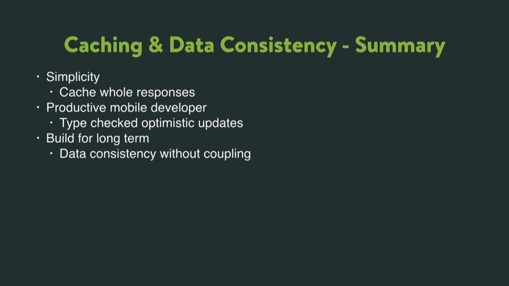So we kept things simple. We just have a whole response caching, and we use type checking for optimistic updates. And I think we built something for the long term by making sure that we have data consistency without coupling, which means when we do a mutation, we don't say, here's all the things that need to update. We just do the mutation and let the updates propagate.